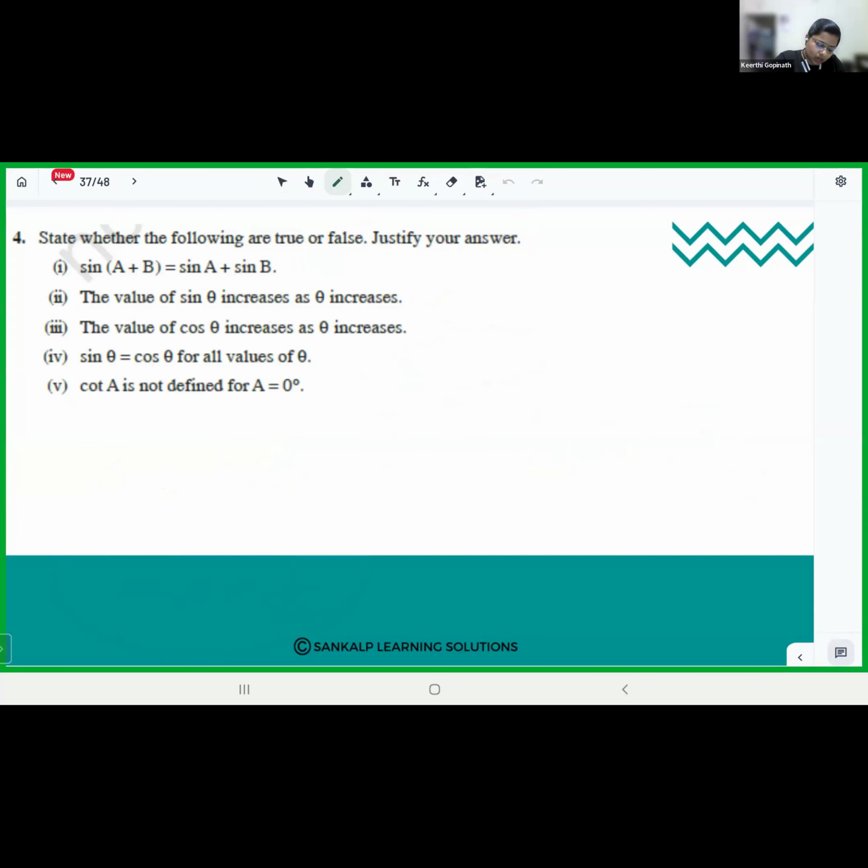Cot A is not defined for A equal to 0 degree. That means consider cot 0. Okay, first of all, what is cot A? Cot A is equal to cos A by sin A, right? Sin by cos is tan, so cos by sin is cot. So what is cot 0? Cot 0 is equal to cos 0 by sin 0.